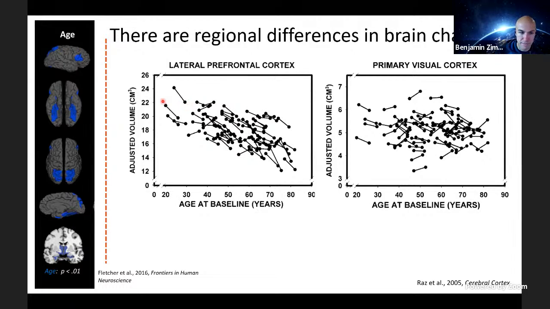So this is from a study from another lab, which shows volumetric relationships with age in the lateral prefrontal cortex here, which is an area that reliably shows more volumetric decline with age, and the primary visual cortex, which usually doesn't show much change with age and didn't in this study either. And again, you can see that not everyone has negative changes over the 2 time points. There's some individuals that increase. And also that there's large intersubject variability.